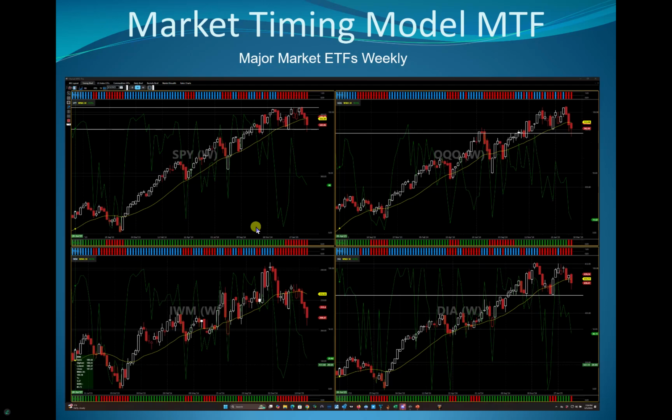So here is my unambiguous, simple market timing model. There are 4 indexes here. To me, they're the major ones. The SPDR, an ETF representing the S&P 500. The Qs, an ETF representing the NASDAQ 100, which is the dominant volume and market cap of the NASDAQ. The Russell 2000, the IWM is the ETF, and the Diamonds, which is the Dow 30. The yellow line represents that WMA.